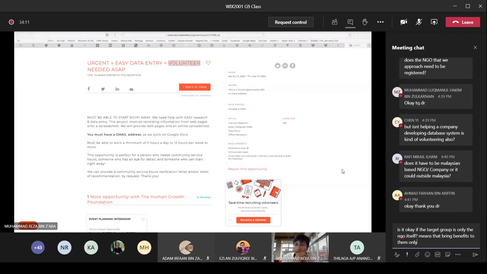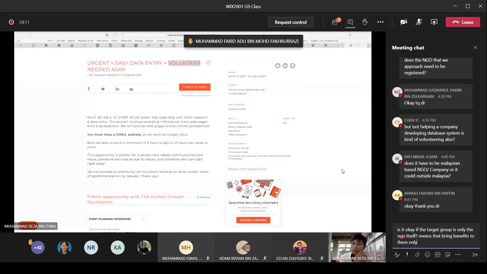It also depends whether the database is a system that the company is going to deliver to its customers, or a database that the company would use for itself. But I would prefer if you want to approach a company, approach a small business or something that is related to the community.